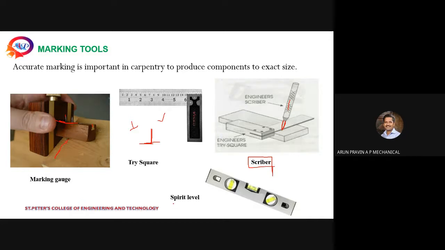Then spirit level. You have all seen this. This is used to find the surface finish. Okay, surface finish is correct, the level is correct. Everything will be checked based on your spirit level. These are the marking tools.